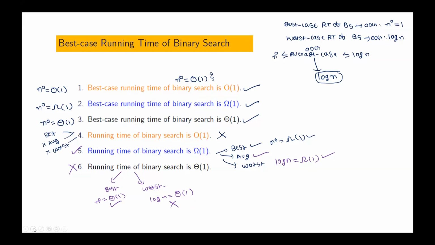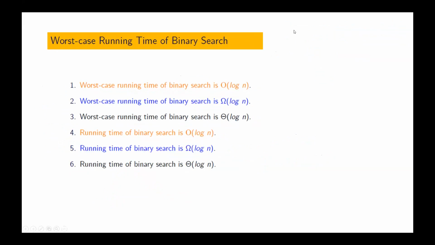So shall I move to next? Okay. Now tell me, what about the first statement? Is it true or false? True, sir. It is true. In the worst case, what is its order of growth? It is log n. Log n is same as big O of log n. It is correct. Here, log n is same as big omega of log n.